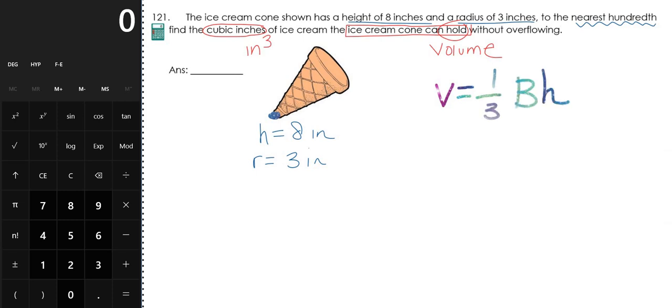Let's plug in. V equals 1/3. I like to always plug in my height first. So my height here is 8. And then I start thinking about big B.